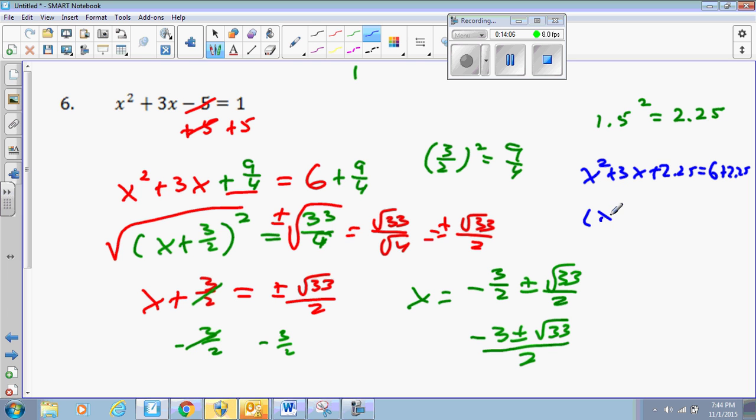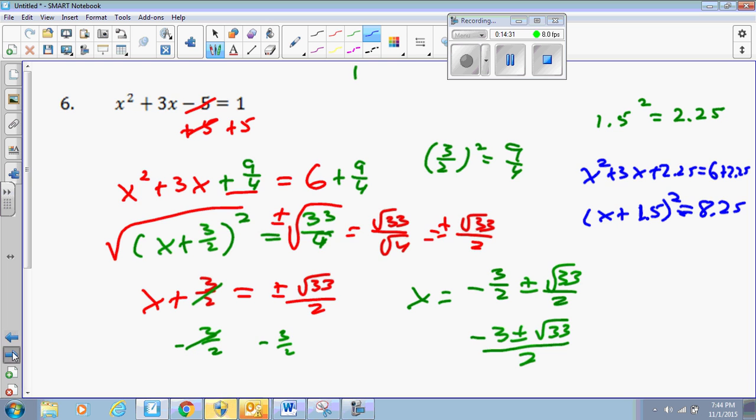That becomes x plus 1.5 squared equals 6 is 8.25. I wouldn't really use this method unless I have decimal approximations to deal with, because now I've got to take the square root of 8.25, which is kind of a weird way to do it. I would suggest doing it with fractions all the time.